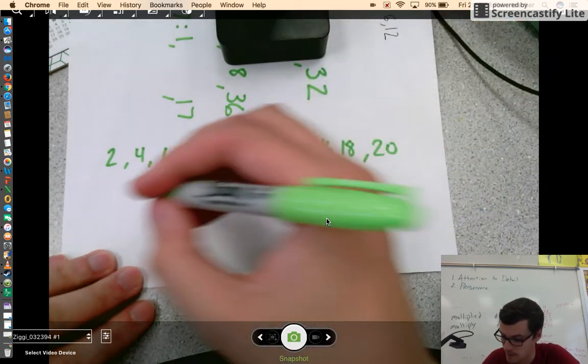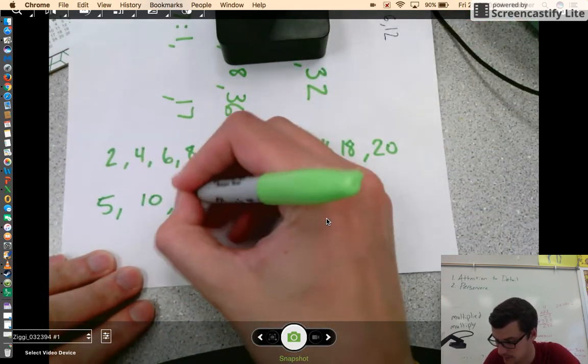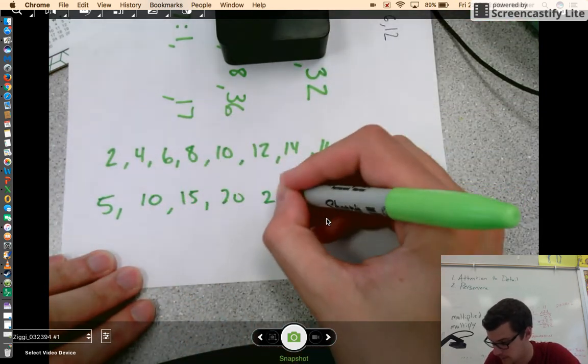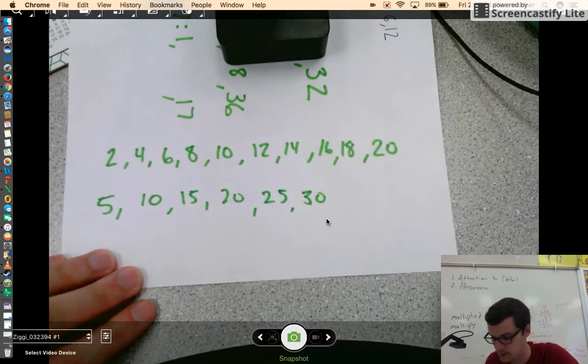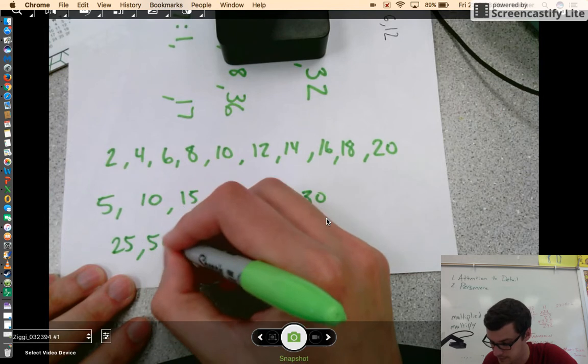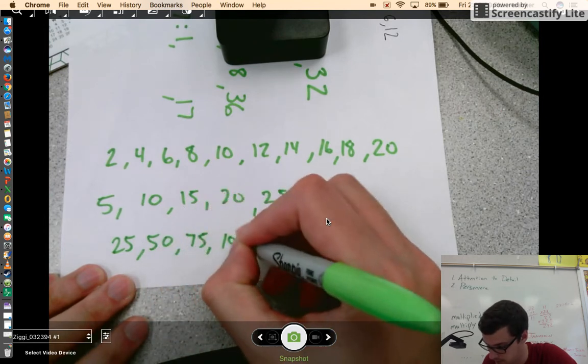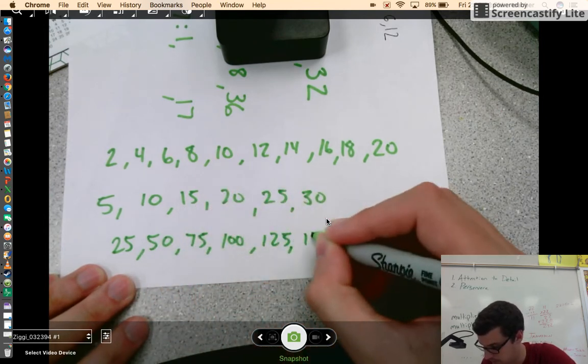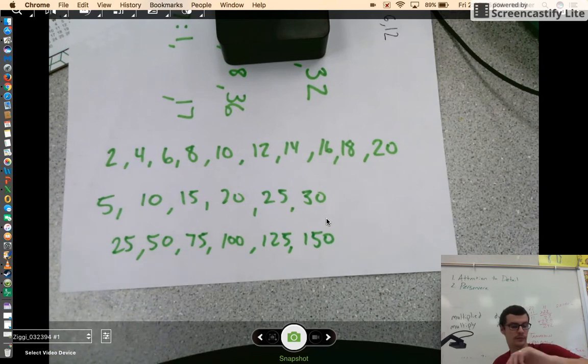Okay, so if I want the multiples of 5, I do 5, 10, 15, 20, 25, 30, and so on and so forth. Multiples of 25, I do 25, 50, 75, 100, 125, 150, and so on and so forth. So when you do the multiples, you're just counting by that number.